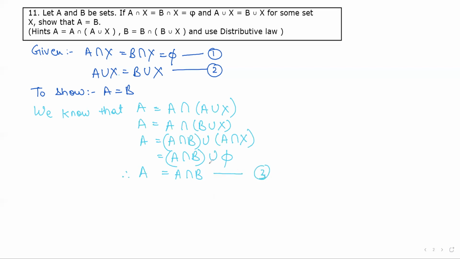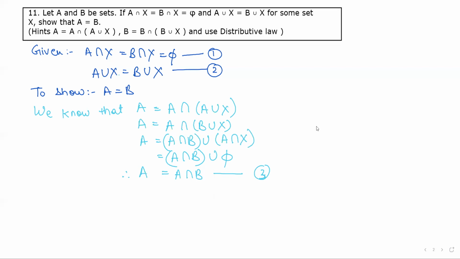This is the third. Uniting phi, which is a null set, with any set will give you that other set, because phi doesn't contain any element. So you're literally adding no other element to A intersection B.